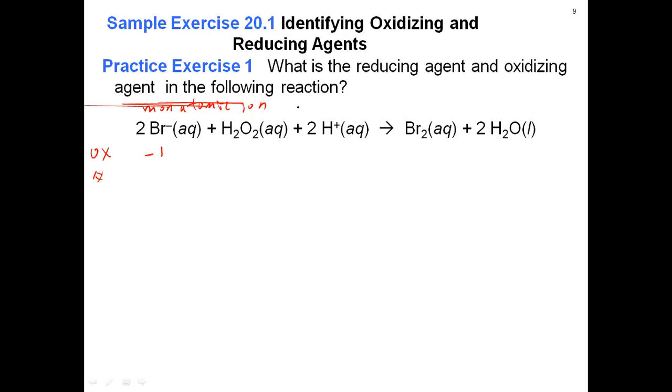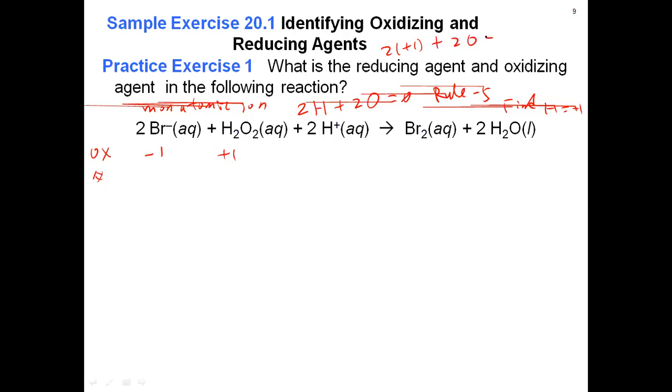So you set up the equation. You have 2H, so 2 times H plus 2 times O equals 0. You have two variables. You don't know what H is, you don't know what O is. Once you go to rule 5, you find out H equals +1. So 2 times +1, then plus 2 times O is 0. You solve this equation for O, so O becomes -1.